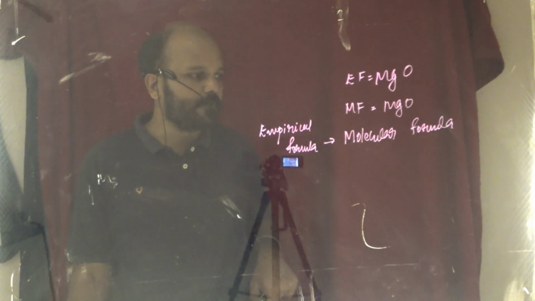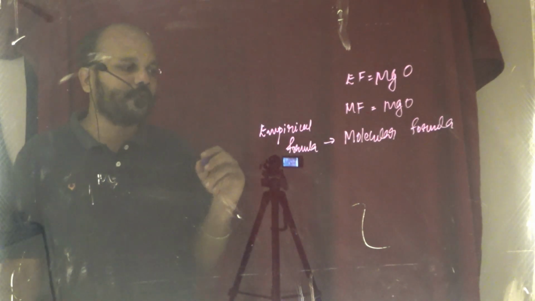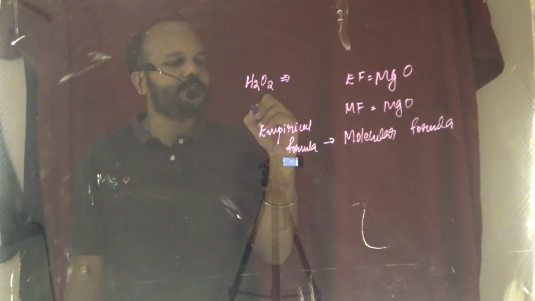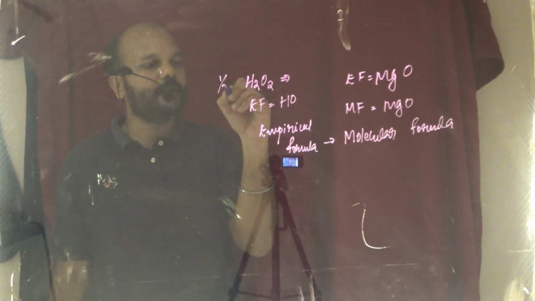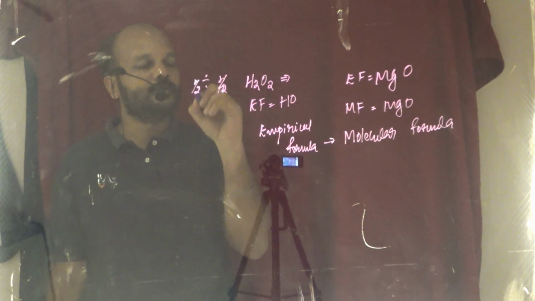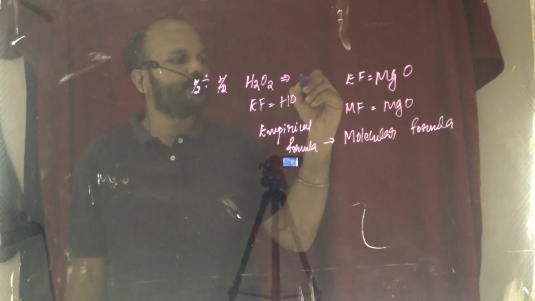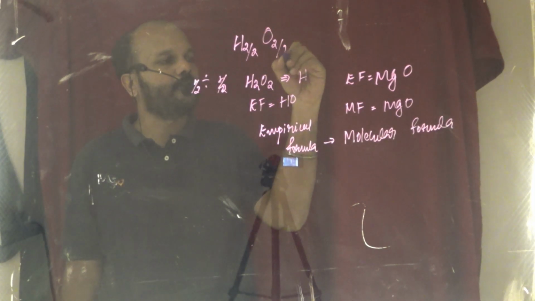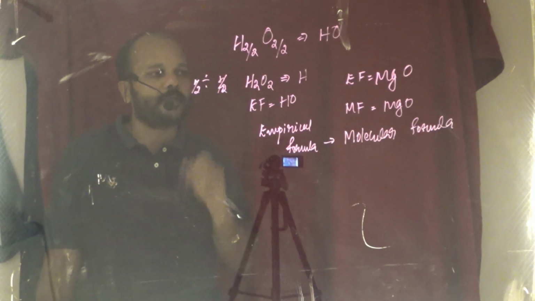For example, take hydrogen peroxide. The empirical formula is nothing but the simplest ratio of the atoms. For H2O2, its empirical formula is HO, because you can divide both by 2. So you get H2 by 2, O2 by 2, and this is going to be HO. This is what the empirical formula is.